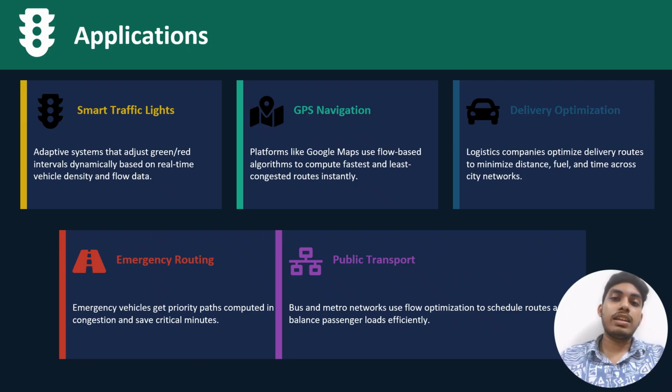Network flow has many real-world applications. It is used in smart traffic lights that adjust signals dynamically. GPS systems like Google Maps use it to find the fastest routes. It is also used in delivery optimization, emergency routing, and public transport planning.